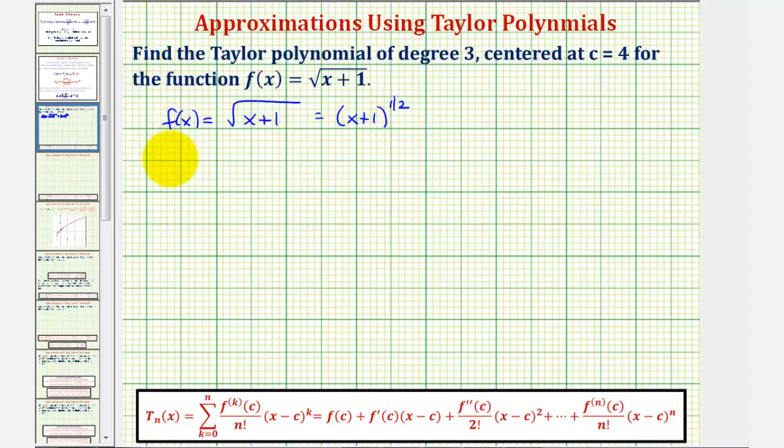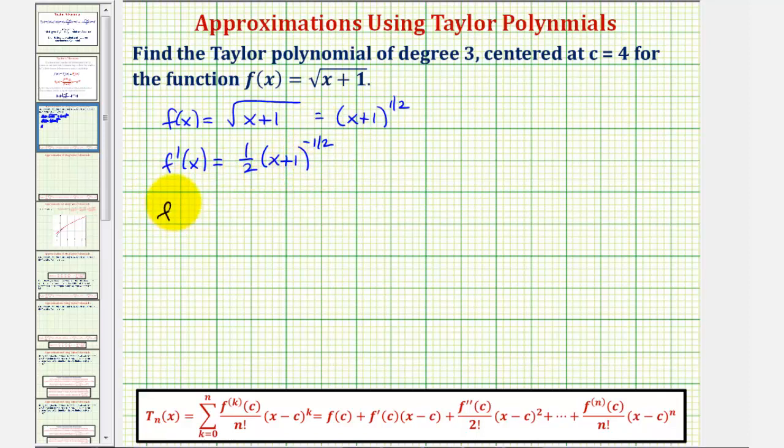So f prime of x will be equal to 1/2 times the quantity x plus 1 raised to the power of 1/2 minus 1, that's negative 1/2. And normally we would apply the chain rule, but notice here the derivative of the inner function x plus 1 would just be 1. So that would be our first derivative.